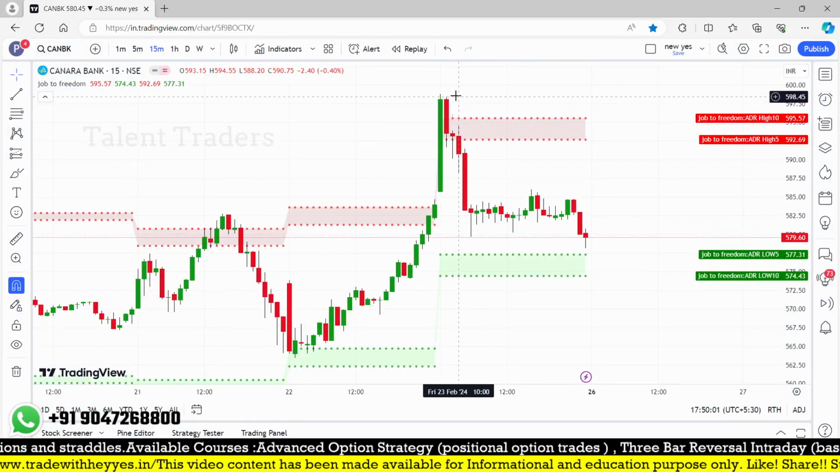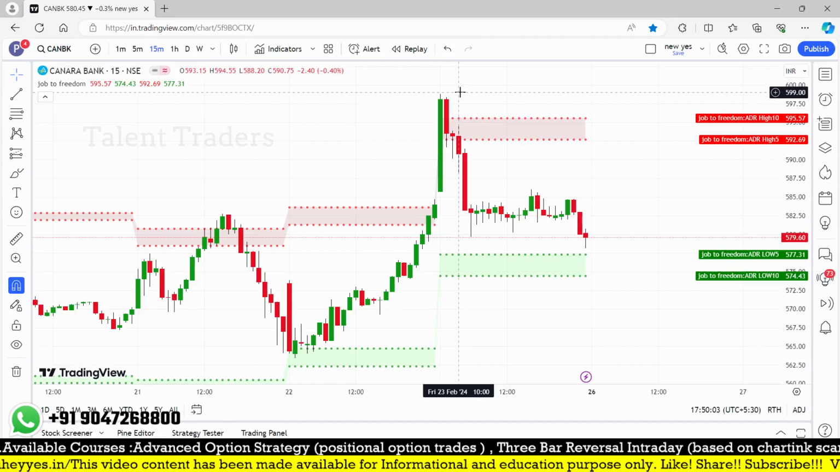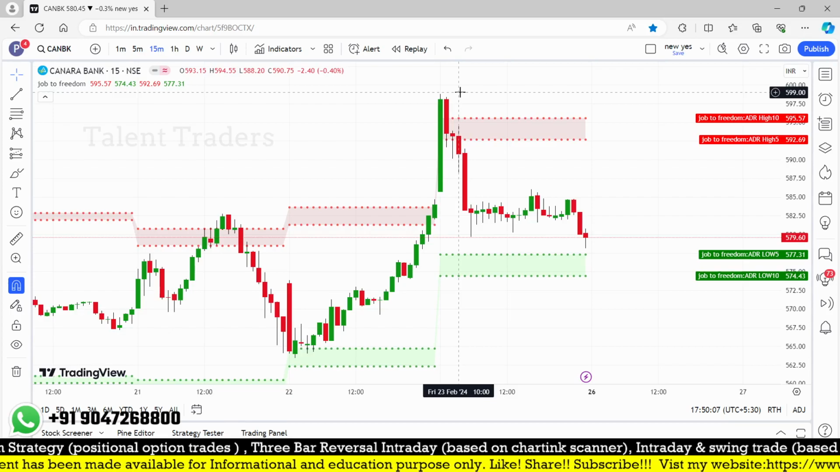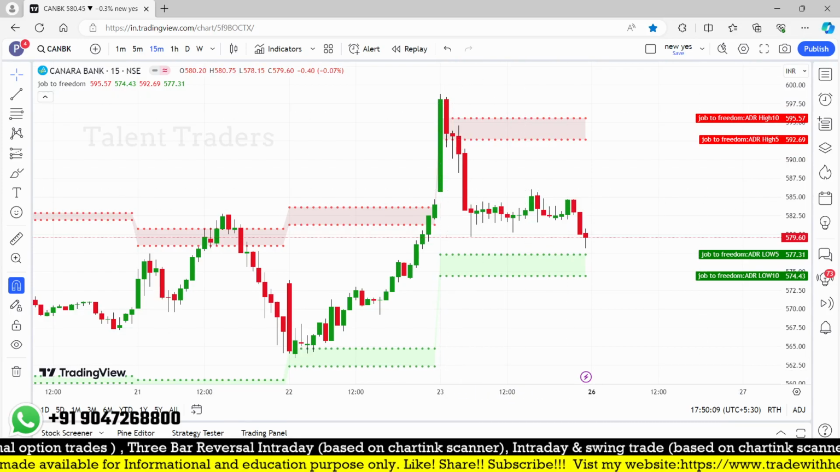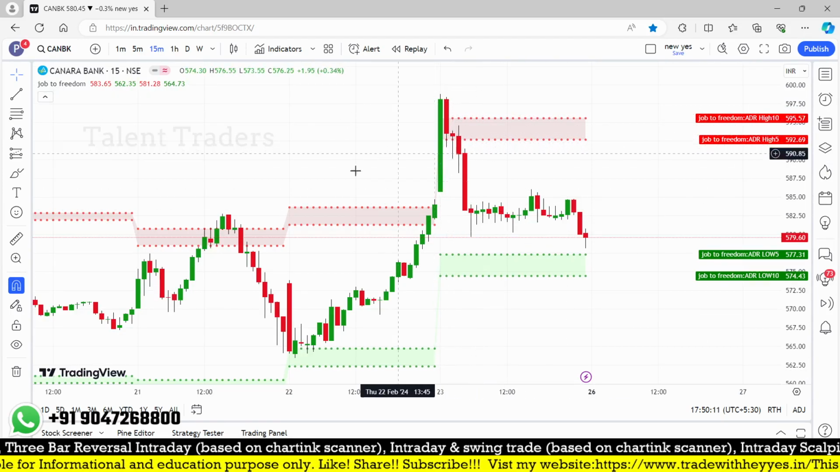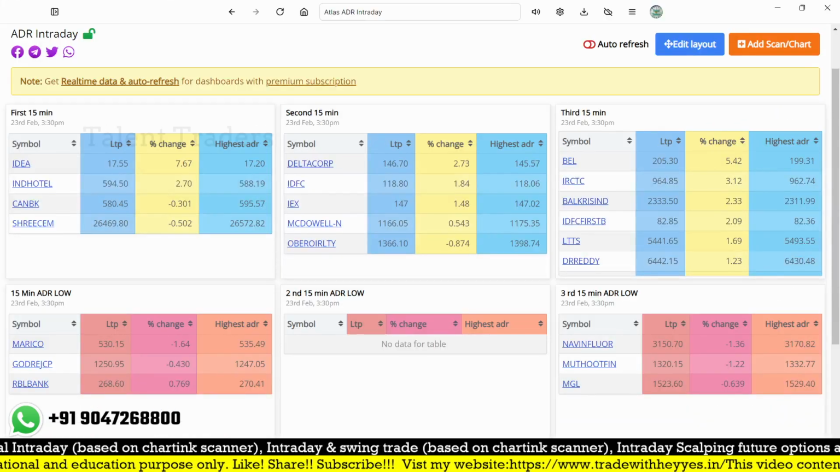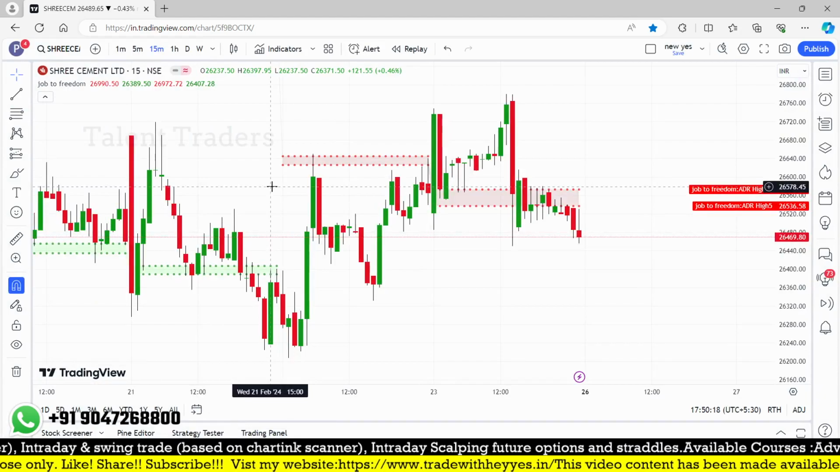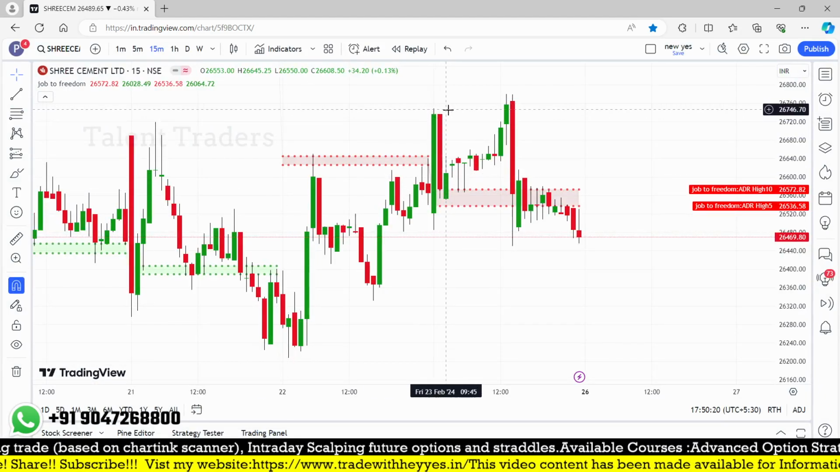Can Bank doesn't break the high, so it doesn't give you an opportunity. That is the main concept. Here it has not given you an opportunity, and SEM is the last one. This is what happened in the first one. SEM also has not given you the breakout.